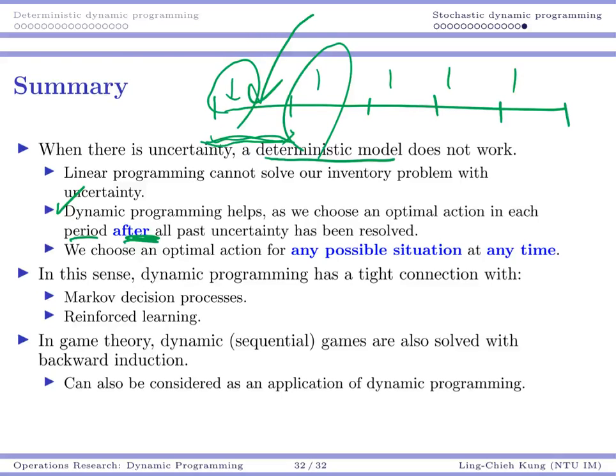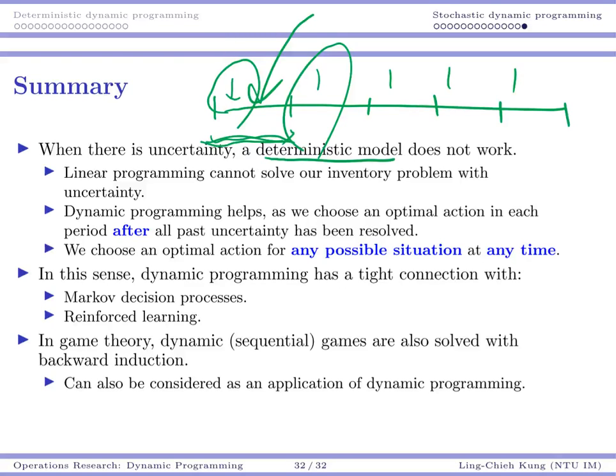Okay, in this sense, dynamic programming actually has a tight connection with several new things, and I shouldn't say new things. For example, it's connected to Markov decision process, which is something that is very useful in dynamic control. And it also has a tight connection with reinforcement learning, which is a very famous tool in machine learning. Okay, so again, you can see that our OR methodologies can serve as foundations for more advanced techniques.